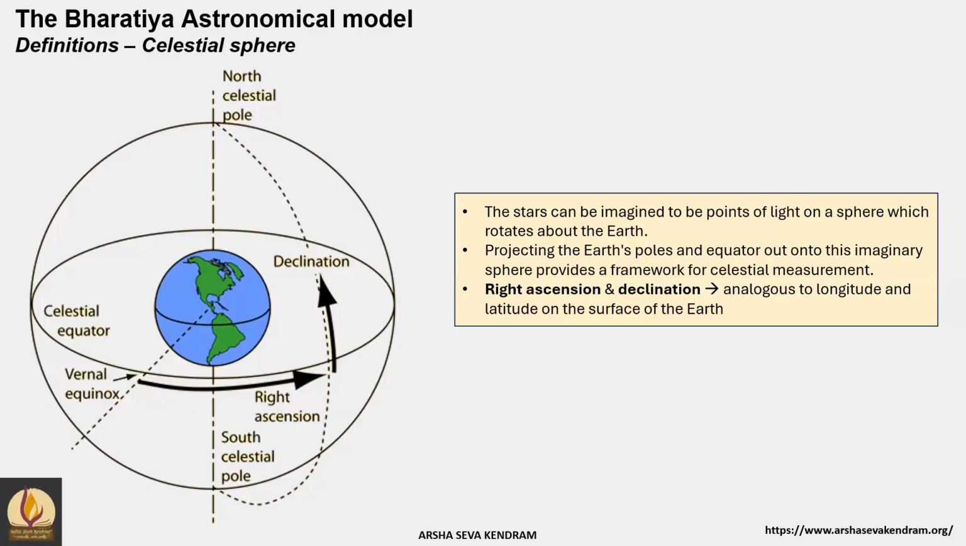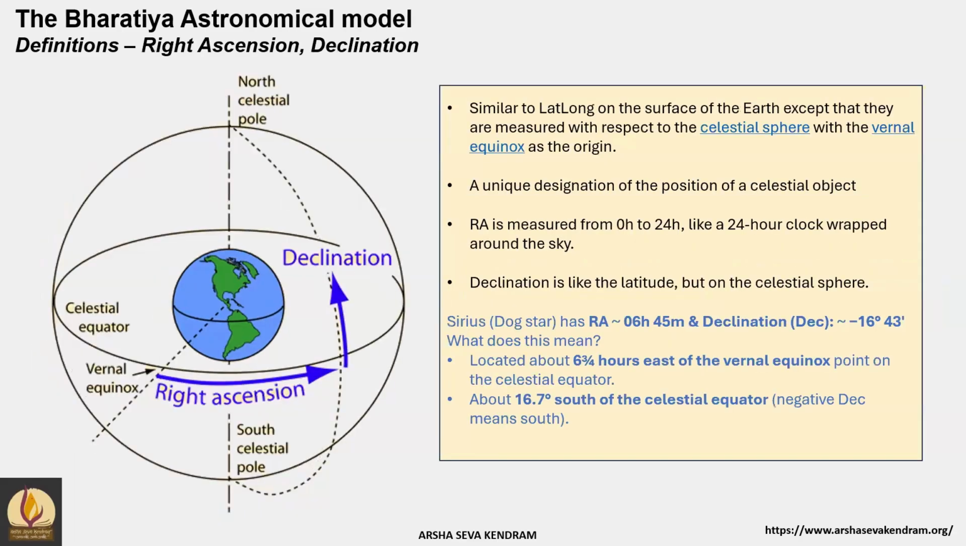So I think it's a very simple concept, but that's the idea of right ascension and declination and the celestial sphere. Okay, so I think this just captures whatever it is.